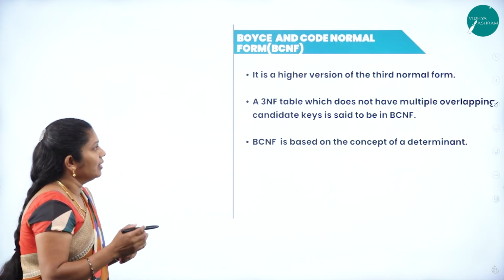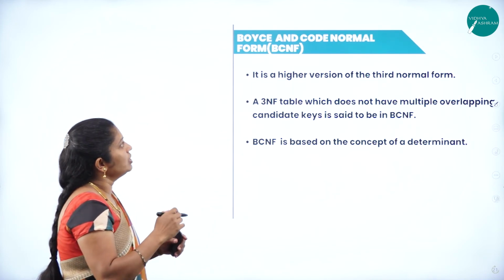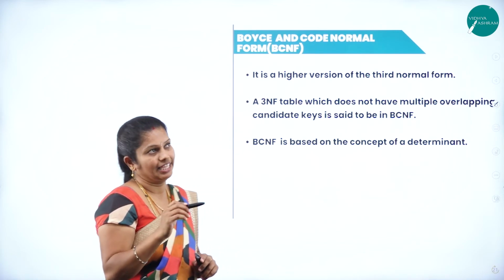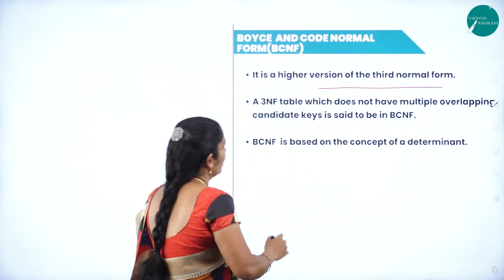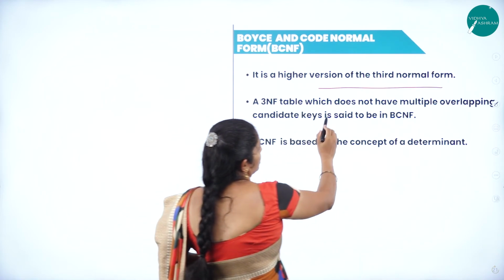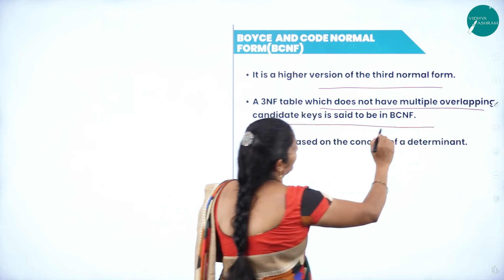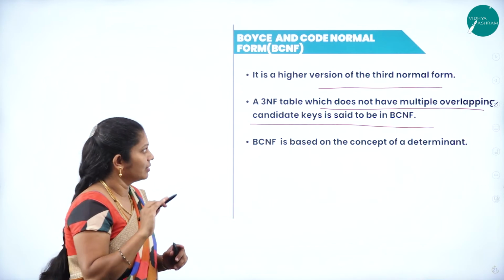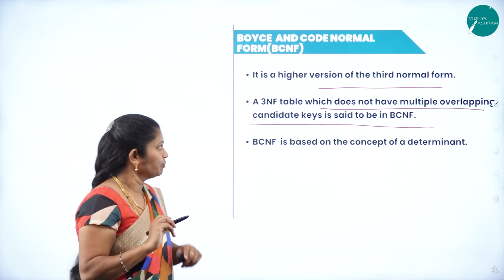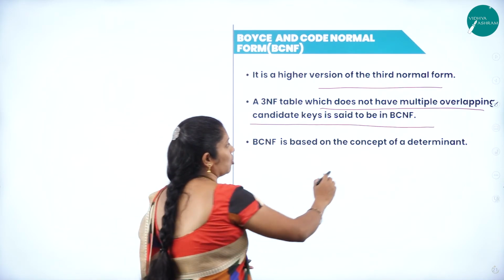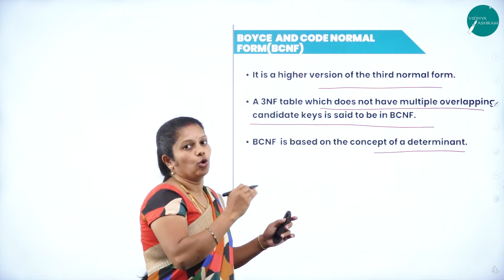Then the next one, before writing fourth normal form, one more form is there, that is Boyce-Codd Normal Form, BCNF. BCNF is the higher version of third normal form. And a table in third normal form which does not have multiple overlapping candidate keys is said to be in BCNF. Here there should not be multiple overlapping candidate keys. Then BCNF is based on the concept of determinants. These are the major concepts of normalization.